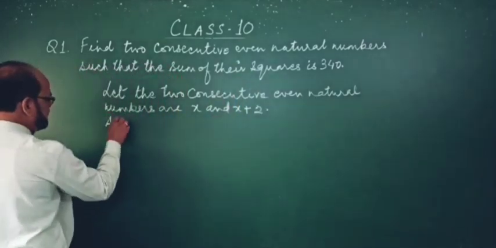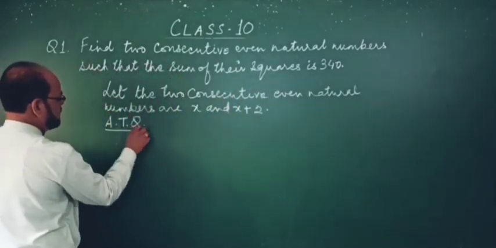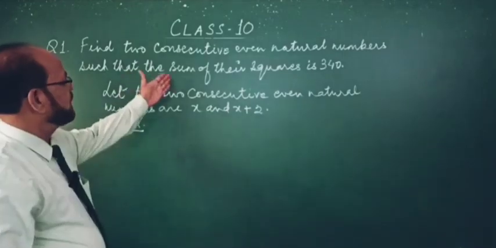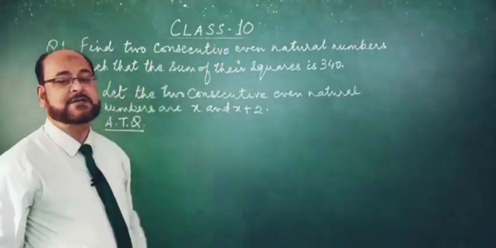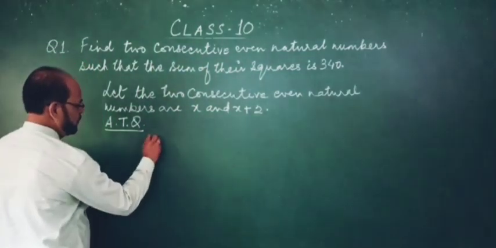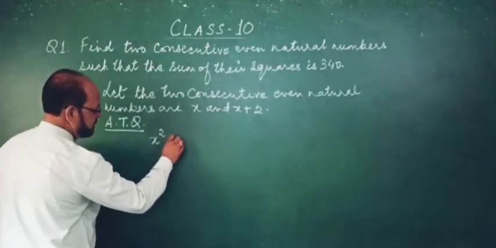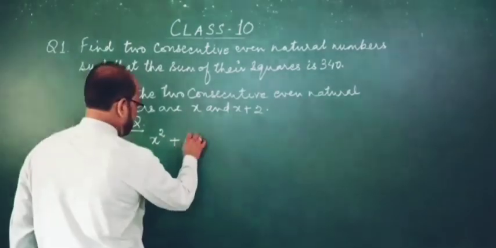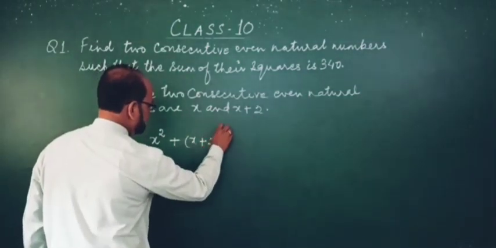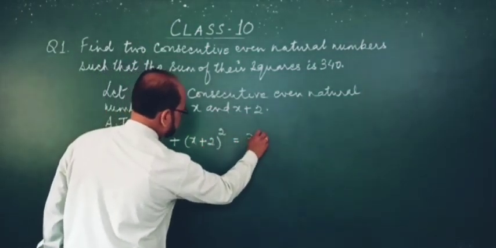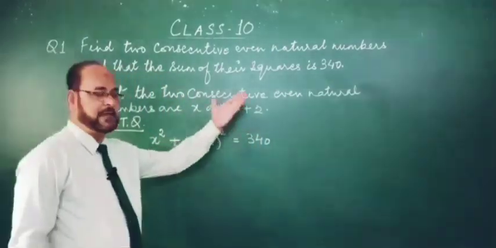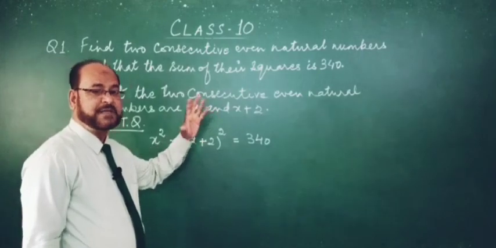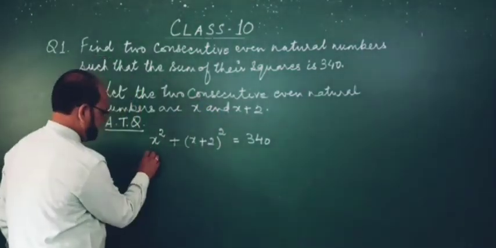After that, we will write according to the question. Now what is given in the question? That the sum of their squares is 340. So we will do the square of these two natural numbers: x square and x plus 2 whole square, and the sum is equal to 340. This is the way we will frame the equation following the given condition. After that, we have to solve this.